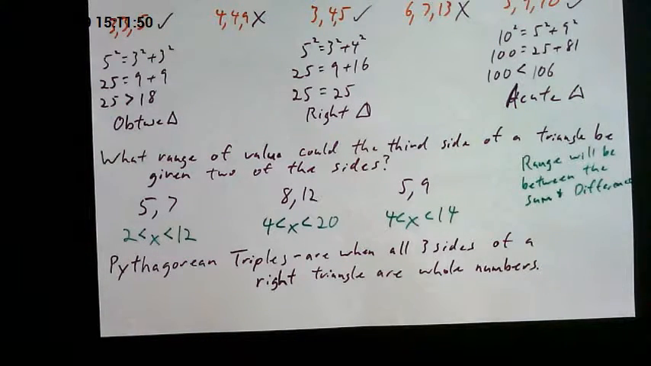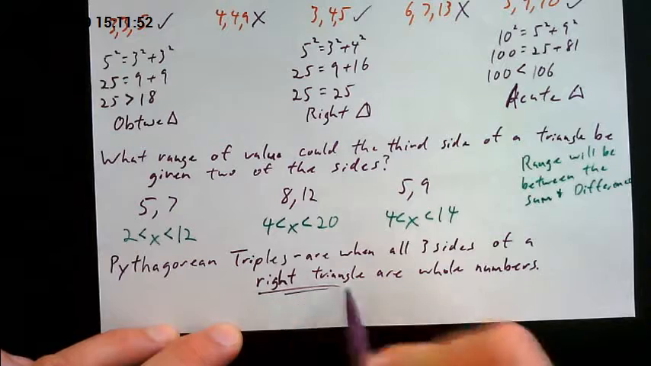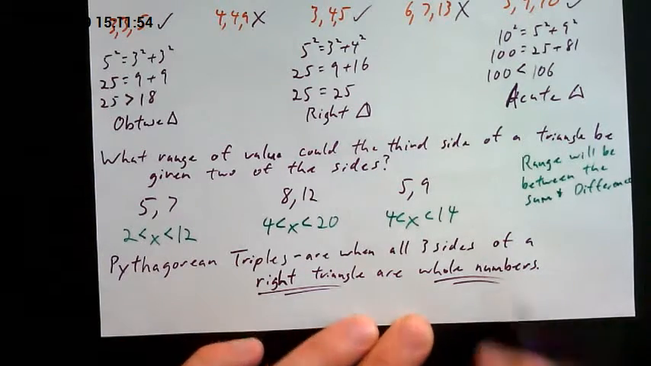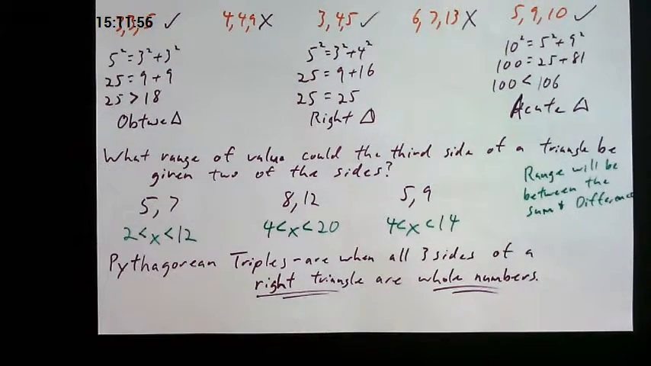So, key thing here, the fact that we're talking about a right triangle and whole numbers. Again, in order for it to be a Pythagorean triple, all 3 sides of a right triangle have to be whole numbers. The other way that you can define it is 3 numbers that satisfy the Pythagorean theorem that are whole numbers. That would mean the same thing, because if it satisfies the Pythagorean theorem, it means it is a right triangle.